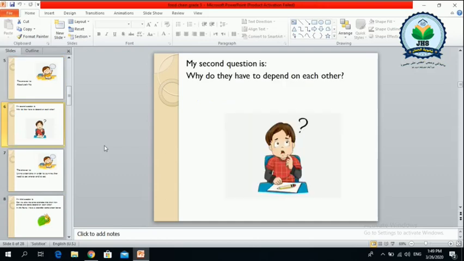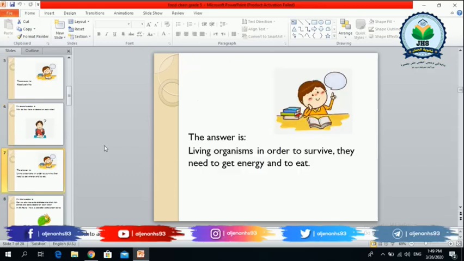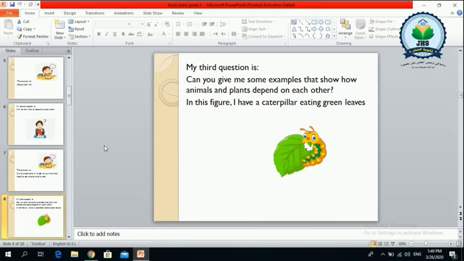My second question is, why do they have to depend on each other? The answer is, living organisms, in order to survive, they need to get energy and to eat. My third question is, can you give me some examples that show how animals and plants depend on each other?